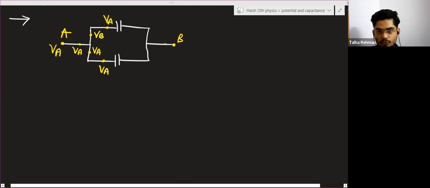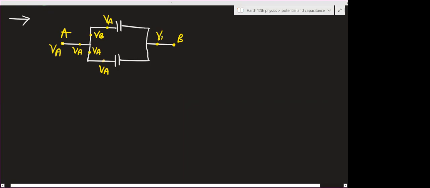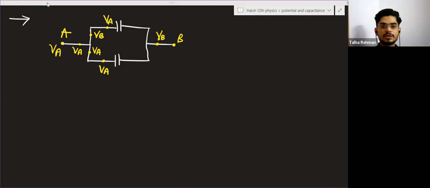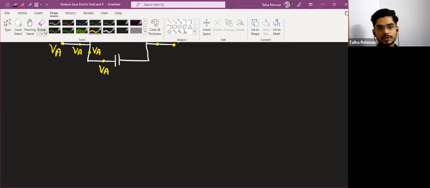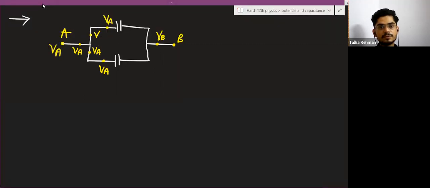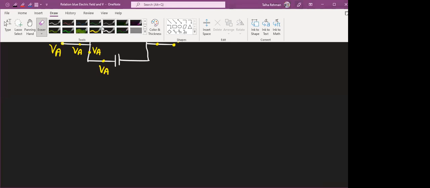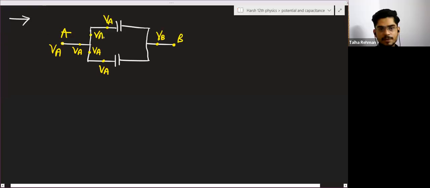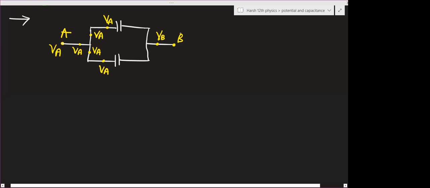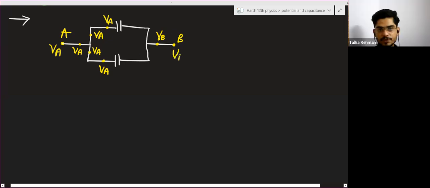Now you are moving from here to here. Here is VA. Why is the potential VA? Because there is no resistor or capacitor in the path. So here the potential is VB, and here also, accordingly, the potential is VB.